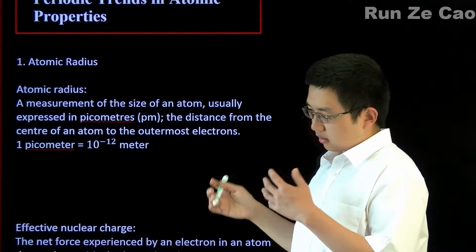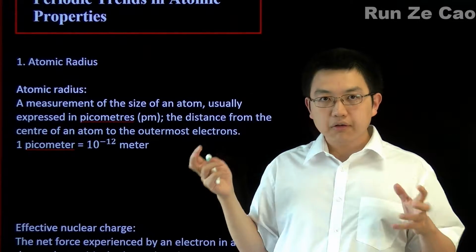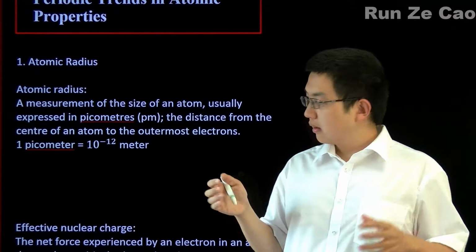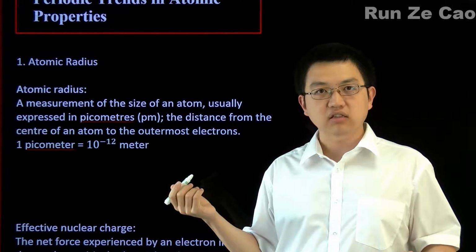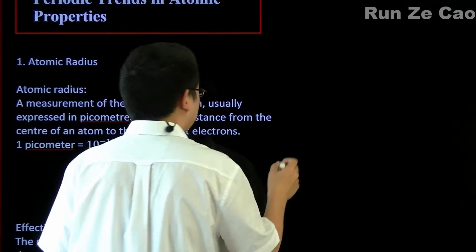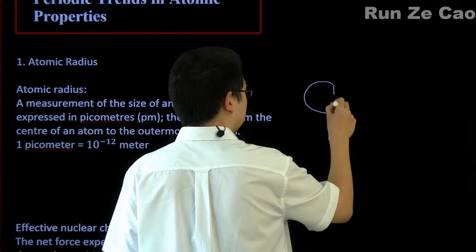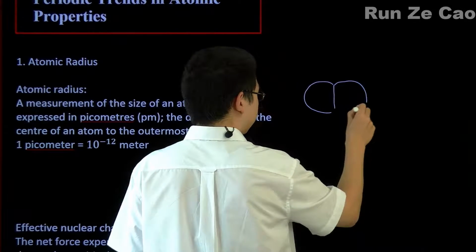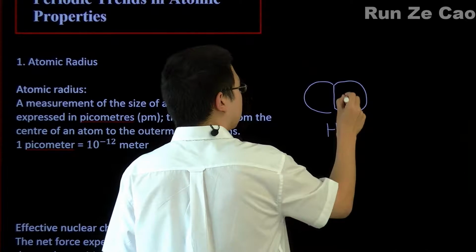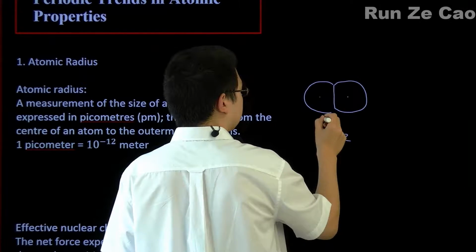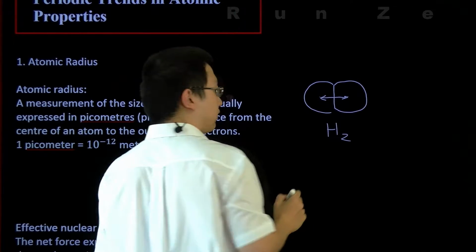Now, since the electrons are in an electron cloud, so to speak, how do we calculate this actually? Well, for diatomic molecules, like say H2, we take the nuclei and we find the distance between them and we divide that by half.